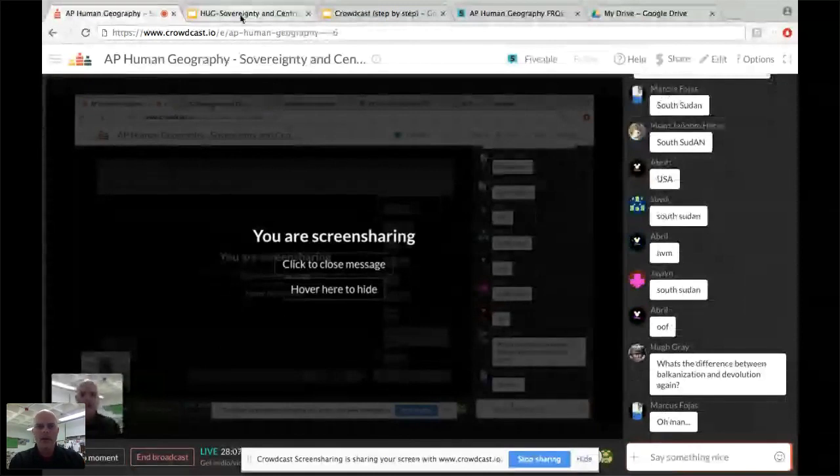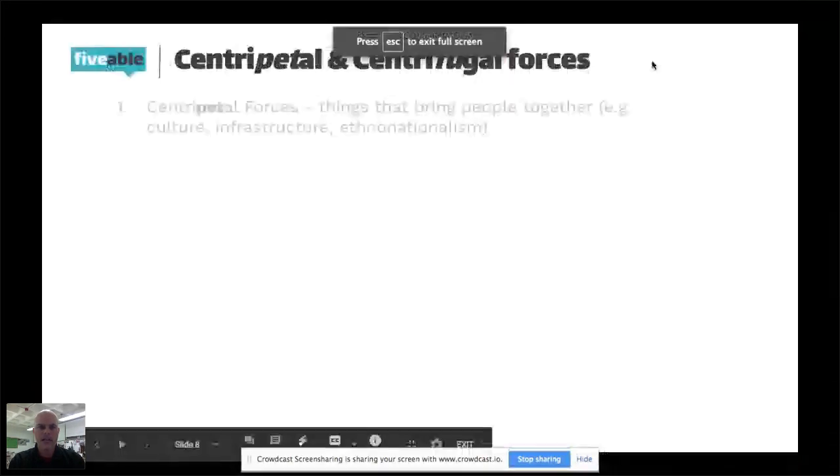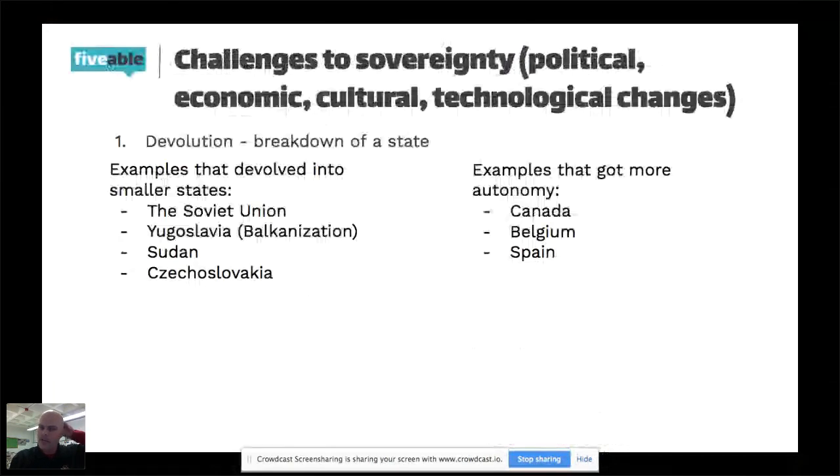Okay. All right. So let's continue with this. All right. So those were examples. Czechoslovakia is another example. Czechoslovakia broke up into 2 countries. It's pretty easy to remember what 2 countries or what 2 states that is. It is the Czech Republic and Slovakia. All right, so they have devolved into smaller states.